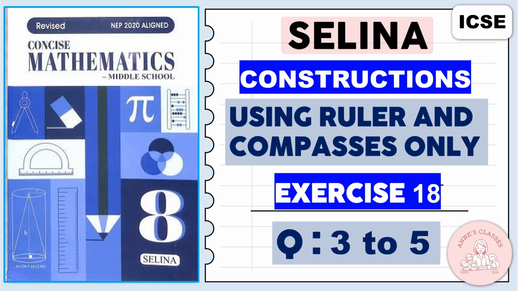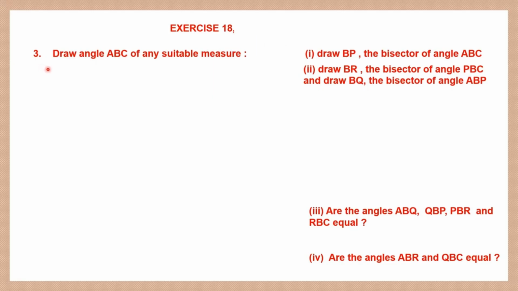Let's do constructions. Exercise 18. Question 3. Draw angle ABC of any suitable measure. And then we have to follow all these instructions. So the first thing we're going to do is draw a line segment and then draw an angle of any suitable measure. You can use your protractor.